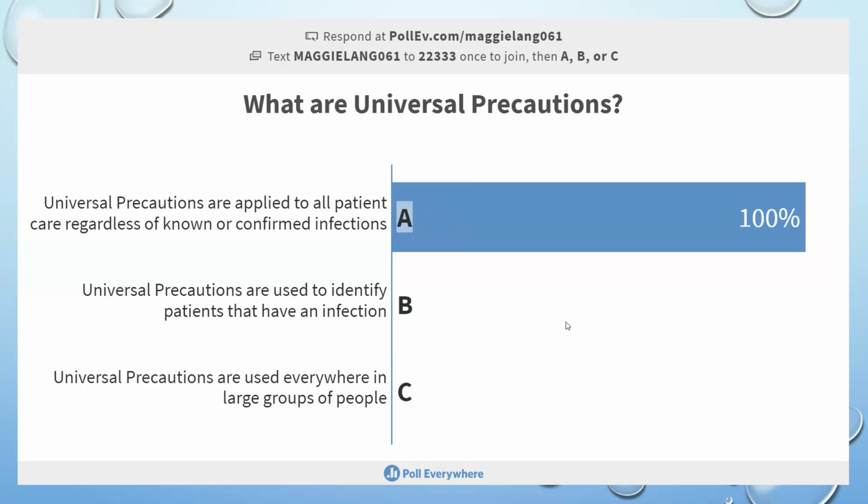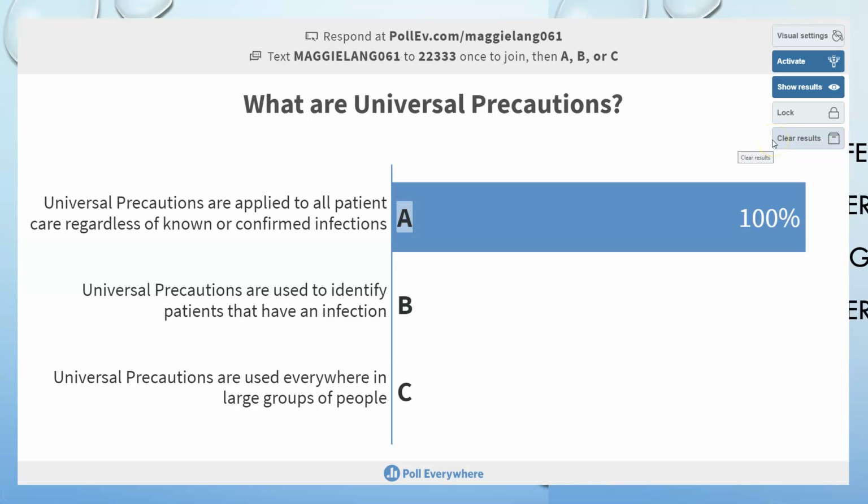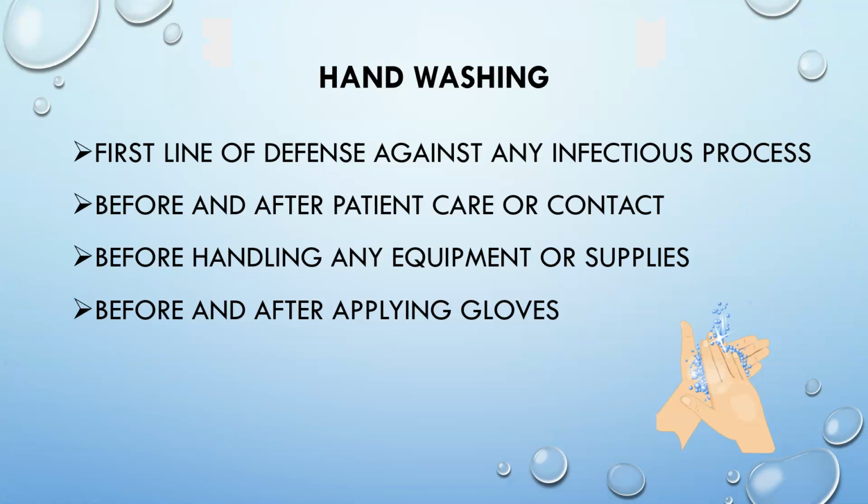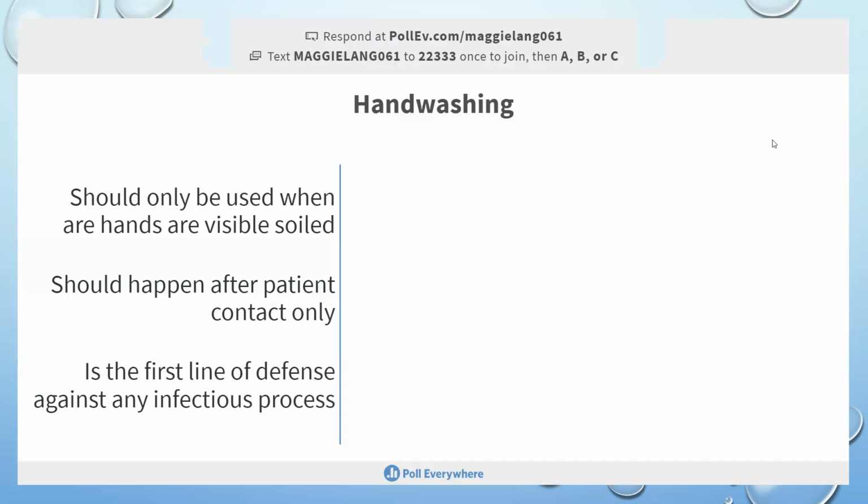So in real time, you can see the answer will populate right here. You can show your results, and then again, you can also clear the results here. This little key will open up here. That's how you activate your poll. Again, first line of defense against any infectious process: before and after patient care or contact, before handling any equipment or supplies, and before and after applying gloves. That's hand washing. Another question.